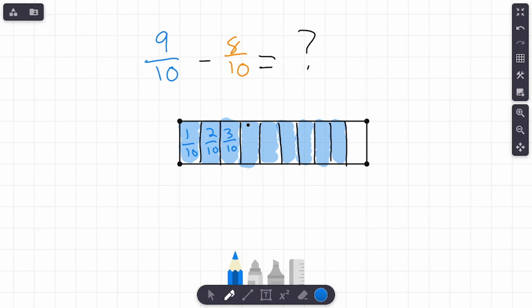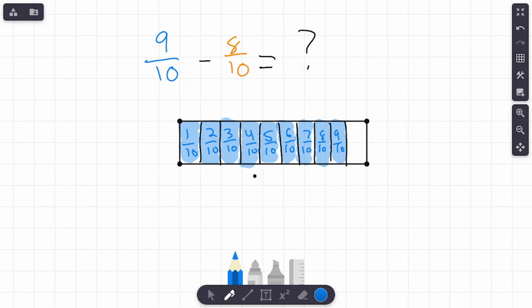Let me get these labeled. 4/10, 5/10, 6/10, 7/10, 8/10, 9/10. There we go. I'm going to grab my charger real quick. Pause me, see what you think on this one. Alright, my computer is charging up, so I am ready to keep going.